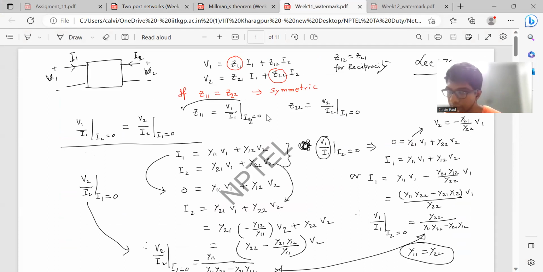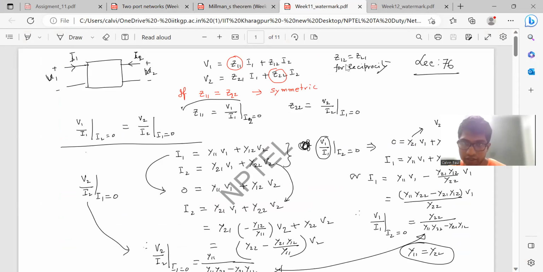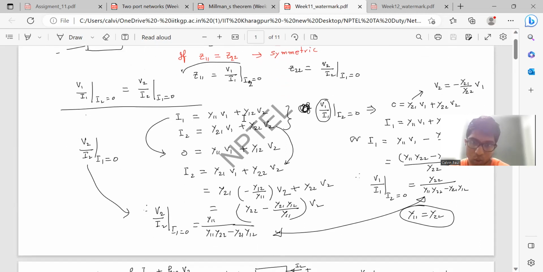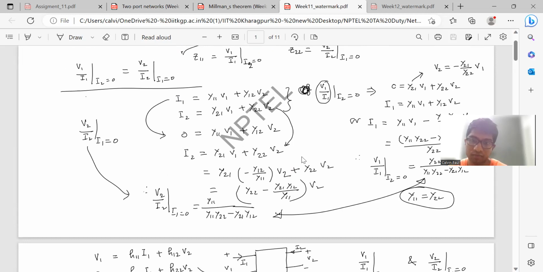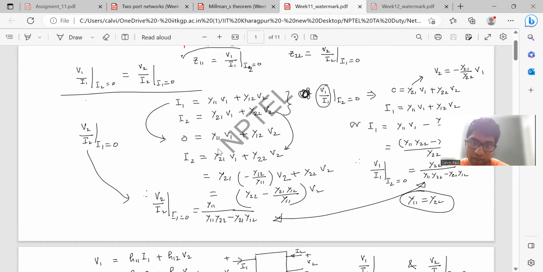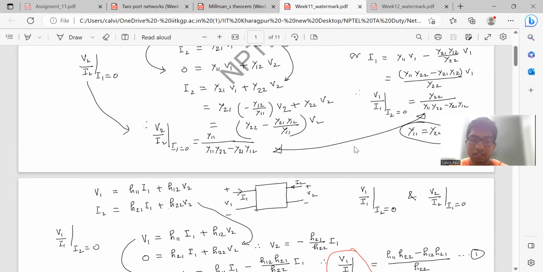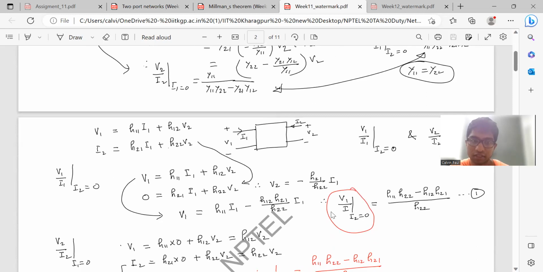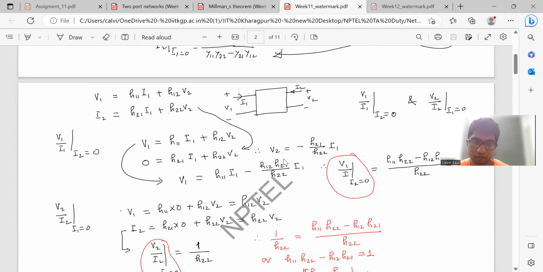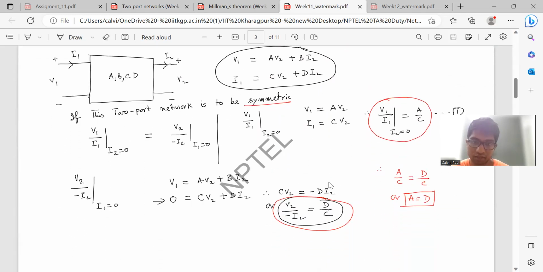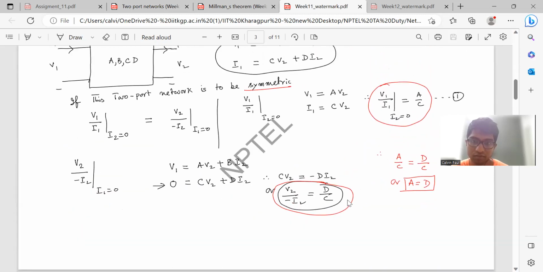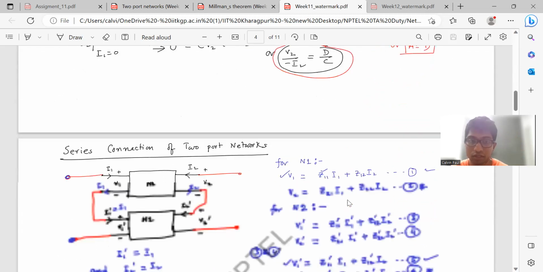In the lectures which Professor Tapasmo Bhattacharya has been teaching in week 11, he has considered the case for reciprocity for Z parameters. For reciprocity, Z12 should be equal to Z21, and if it is to be symmetric, we need Z11 should be equal to Z22. Similarly, he has considered the case for symmetricity as well as reciprocity for Y parameters, and for H parameters also. And for ABCD parameters also, they have determined it, like how we have also done. This is for a network to be symmetric.